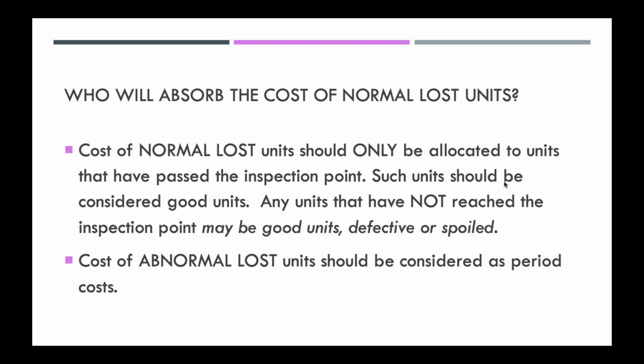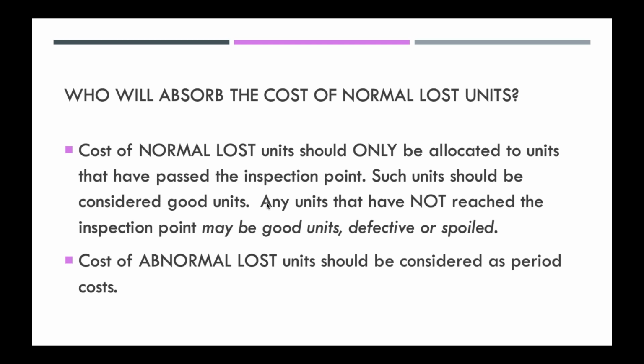Initially, I already mentioned to you who will absorb the cost of the normal lost units. It says here cost of normal lost units should only be allocated to the units that have passed the inspection point. Such units should be considered as good units. Any units that have not reached the inspection point may be good units, defective, or spoiled. So in short, lahat lang ng mga units na lalampas dun sa inspection point, sila lang yung maghahati-hati dun sa cost ng normal units. Bakit hinahati?